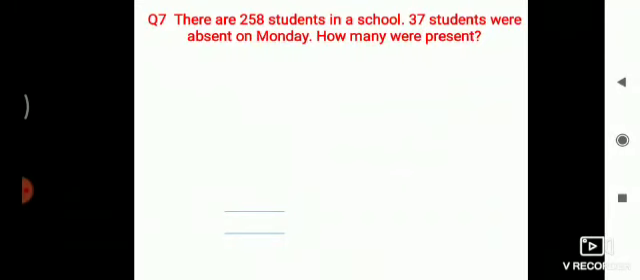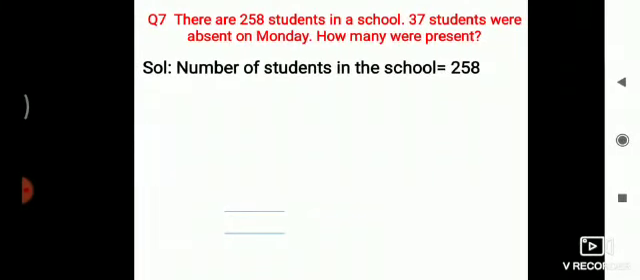Question number 7. There are 258 students in a school. 37 students were absent on Monday. How many were present? Here it is given that there are 258 students in a school. 37 of them were absent on Monday. We have to find out the number of students who were present. To find out the number of students who were present, again we will subtract the number of students who were absent from the number of students in the school.